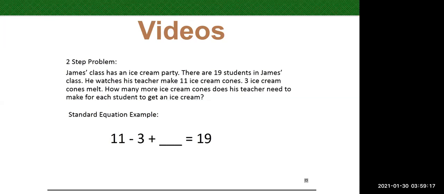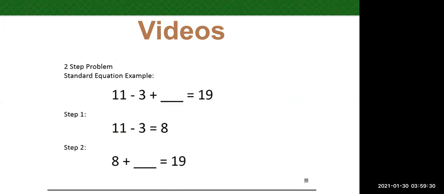So here's our standard equation problem. 11 ice cream cones minus the 3 ice cream cones that melted plus some number equals 19, which is the number of students that need to get ice cream in James's class. First, we will complete the subtraction problem. 11 minus 3 equals 8. Next, now we have the number 8. So 8 plus some number will equal 19.